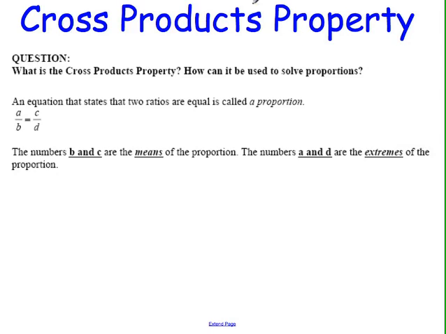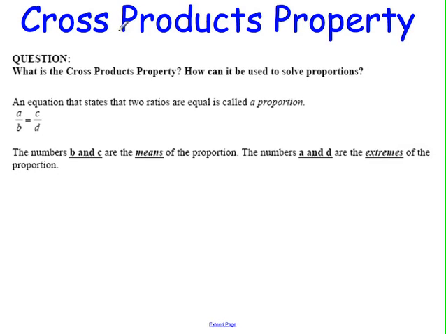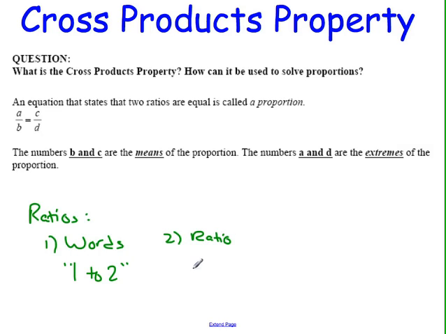Cross-products property is what we're going to discuss, and what it deals with is really the idea of cross-multiplication. One thing to know is that when we talk about ratios, ratios can be written in one of three different ways. They can be written in words, which means that if you write something as 1 to 2, you would say it out loud like that. Secondly, you can write a ratio as a ratio, 1 to 2, pronounced the exact same way as it is in words.